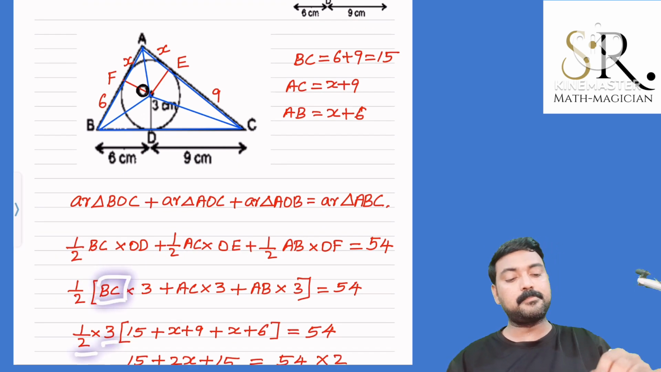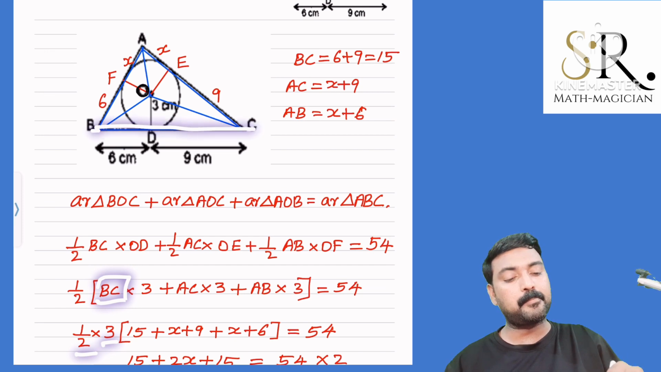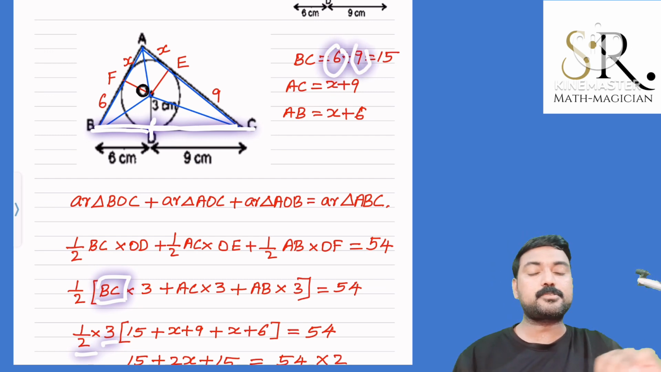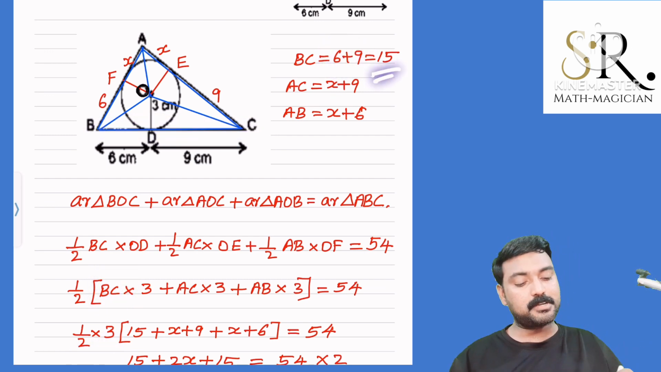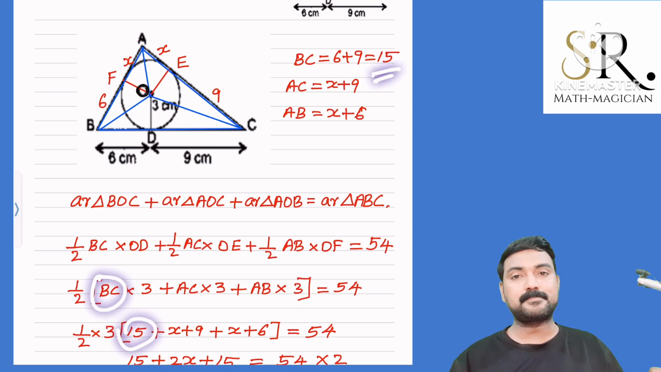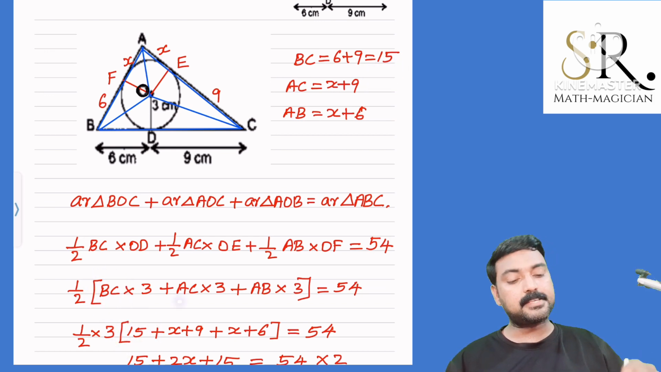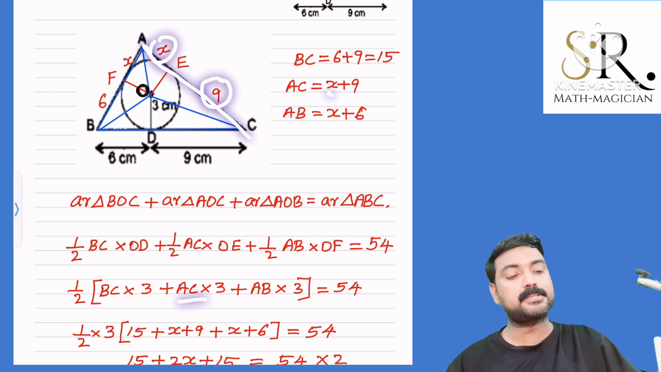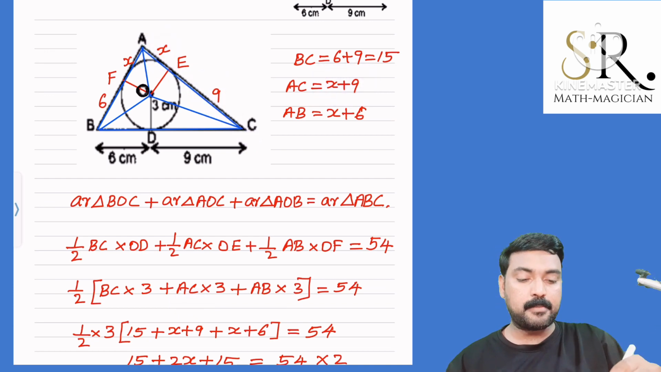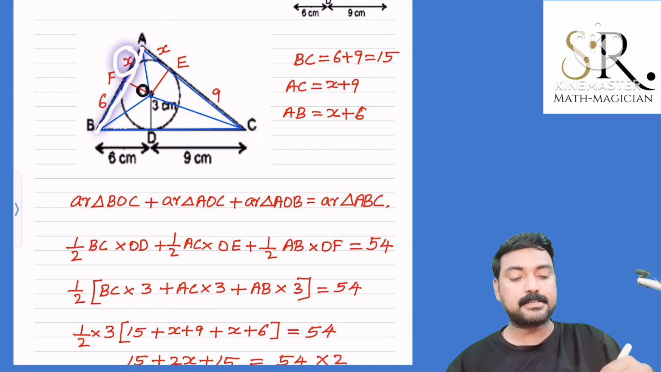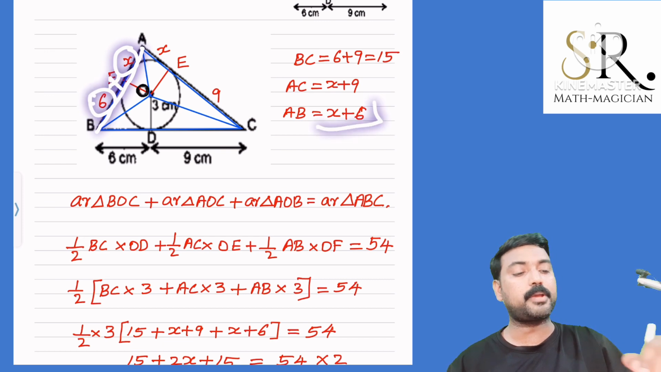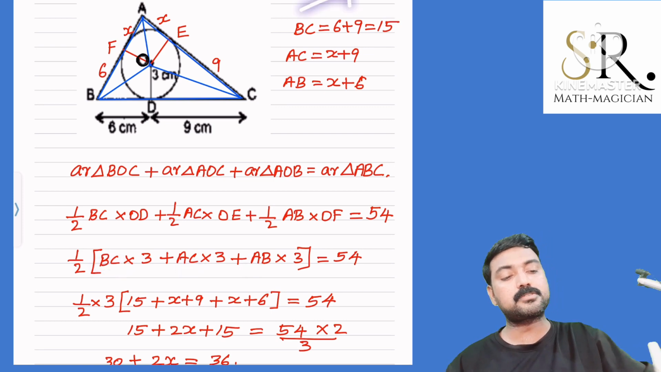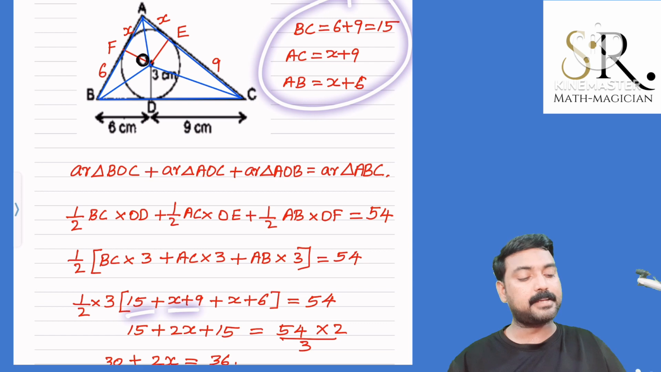Now BC. BC means BD plus CD. What is BD? 6. What is CD? 9. So 6 plus 9, that is 15. So instead of BC, we can give 15. Is it clear? Yes. Now AC. What is AC? AC means this X is coming and 9 is coming, so total is X plus 9. What is AB? AB is this length. There X is there, 6 is there. So X plus 6 is the value of AB. So instead of BC, AC, AB, we can give these values 15, X plus 9 and X plus 6.